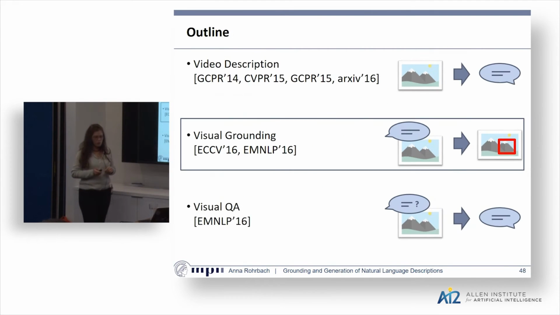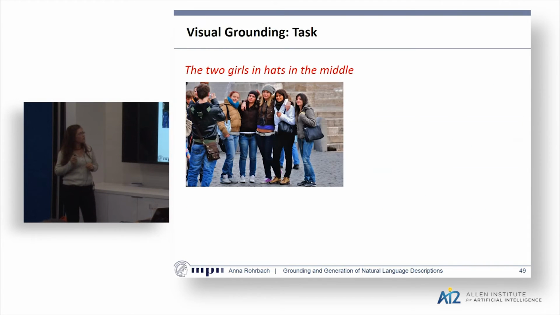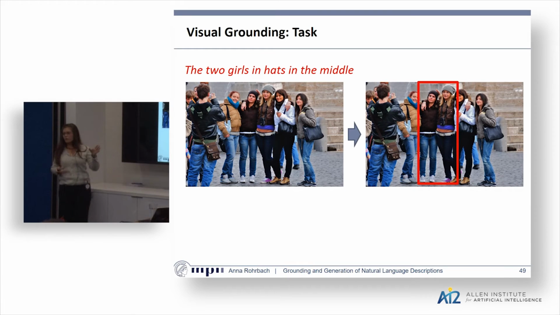Okay, so let's move on. The visual grounding task. I was interested in this task just recently, and the task is, given a phrase, a natural language expression, like the two girls in hats in the middle, and an image, to localize this in the image, with a bounding box, for example.